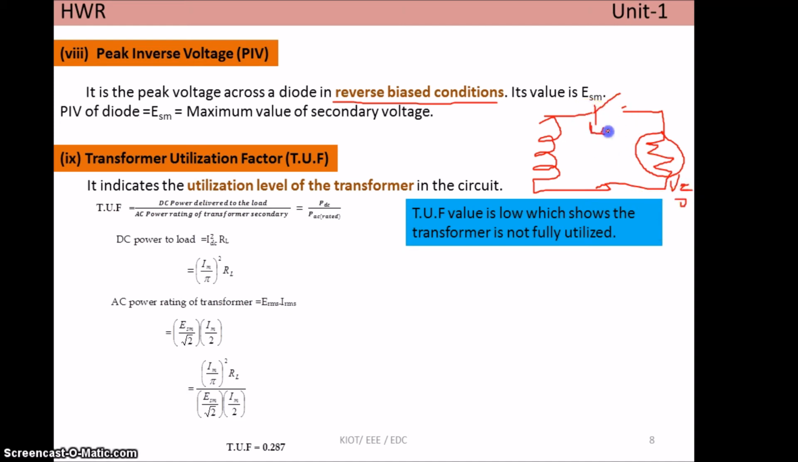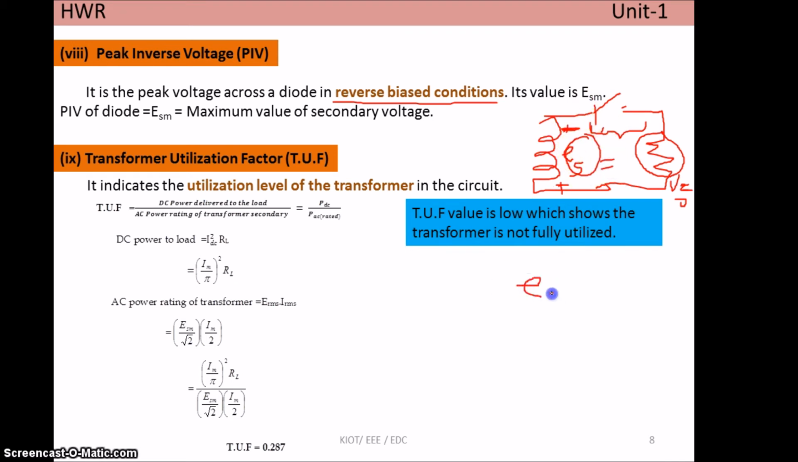What will be the drop across the diode? This is the secondary winding of the transformer. Its voltage is ES, and the drop across the diode, assuming reverse bias, is minus on this side and plus on that side. Got it? So here the circuit is open, no current flows, and the output voltage is 0. So when you consider the drop across the diode, the only voltage existing in the circuit is ES. So the voltage drop across the diode under reverse bias condition is ES.